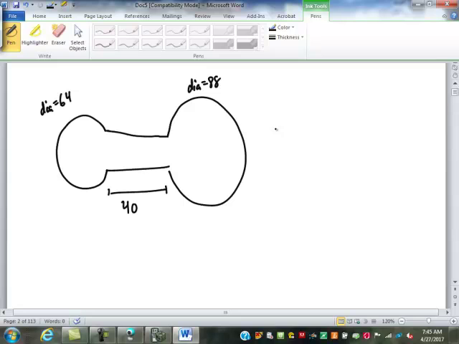I'm going to leave the millimeters off of the measurements just for speed here. Okay. So I'm going to start right here with this triangle.